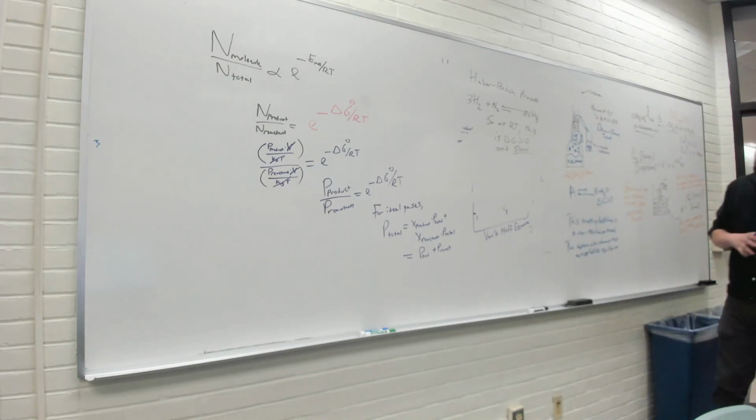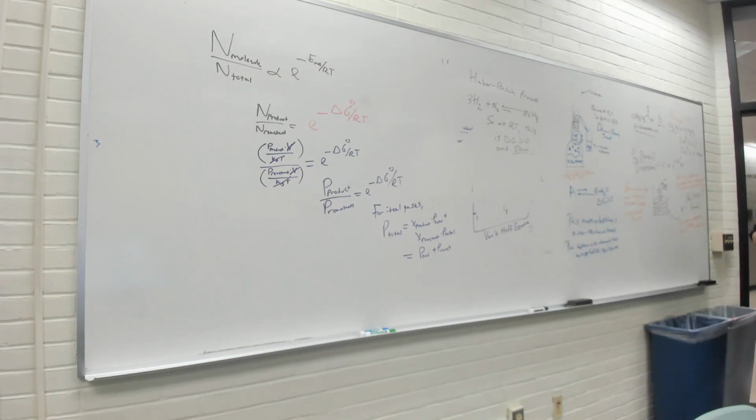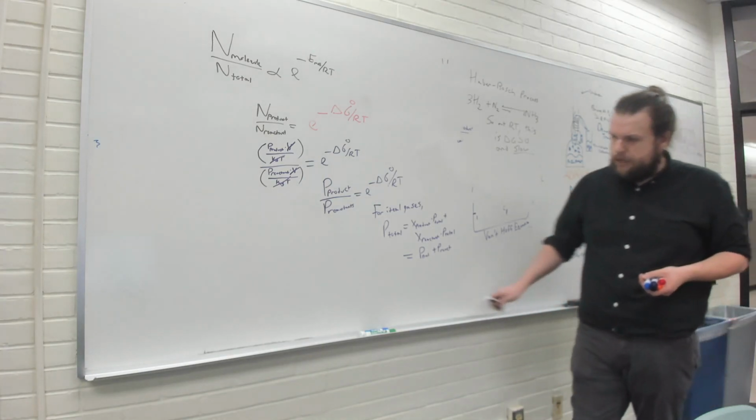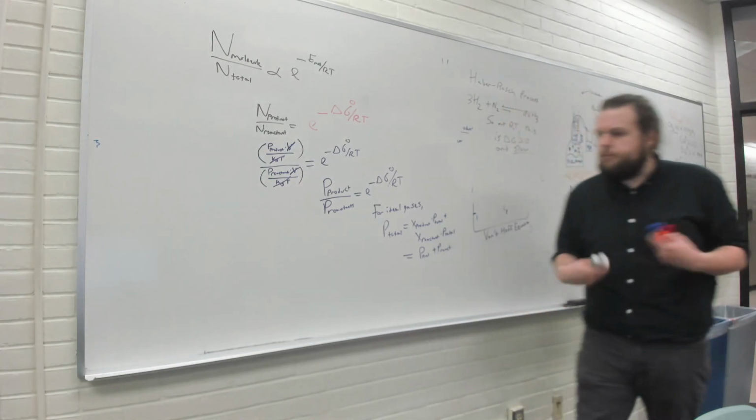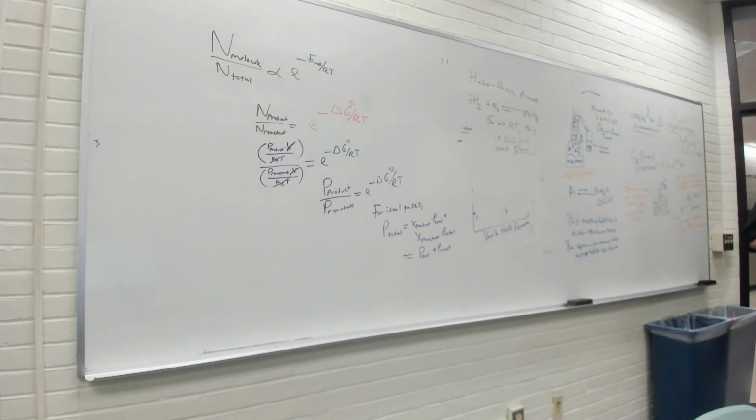But it turns out that if you can play around with the conditions a little bit, you can not only make it fast, but you can also make it product favored, right? And this reaction changed everything about agriculture. There wouldn't be agriculture in the third world without this, because there's no way to make fertilizer efficiently and cheaply without using the Haber-Bosch process.